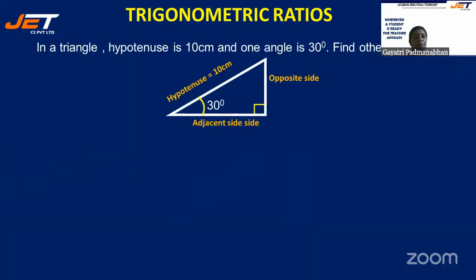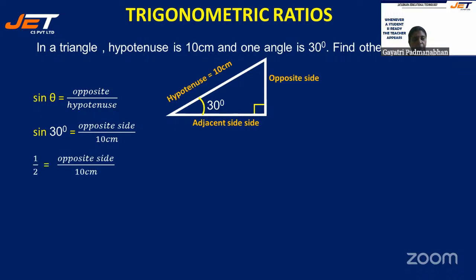Now in a triangle, the hypotenuse is 10 centimeters and one angle is 30 degrees. Find the other two sides. Here sine theta is opposite side by hypotenuse. So sine 30 is opposite side by hypotenuse, which is 10 centimeters. You know sine 30 is half, which is equal to opposite side by 10 centimeters. So cross multiplying, we get the opposite side as 5 centimeters.